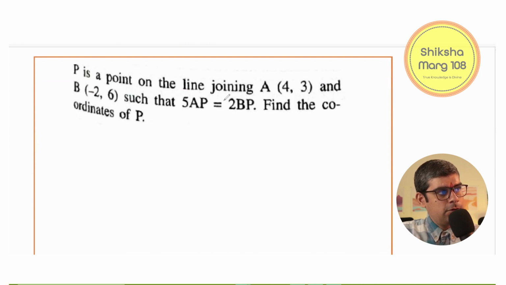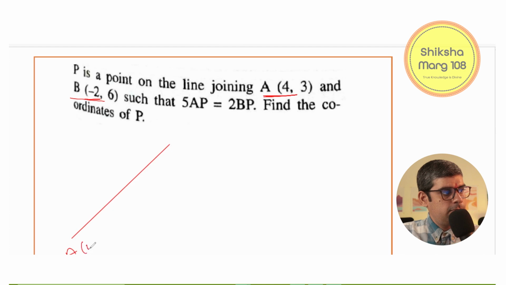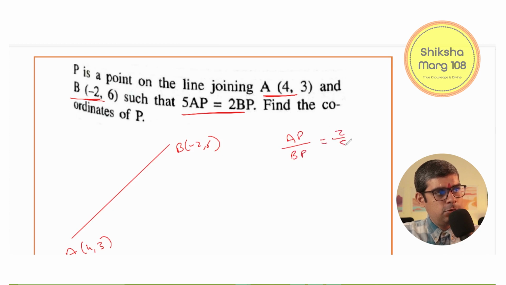So P is a point on the line joining A and B, obviously. Fine. So let's quickly get A and B sorted. This is A, which is 4, 3, B, which is minus 2, 6, and we got a point P in a certain ratio. So let's just write that down. AP upon BP is equal to 2:5. So let's make sense of where point P is. This is P, right? So AP is 2 parts and PB or BP is 5 parts.